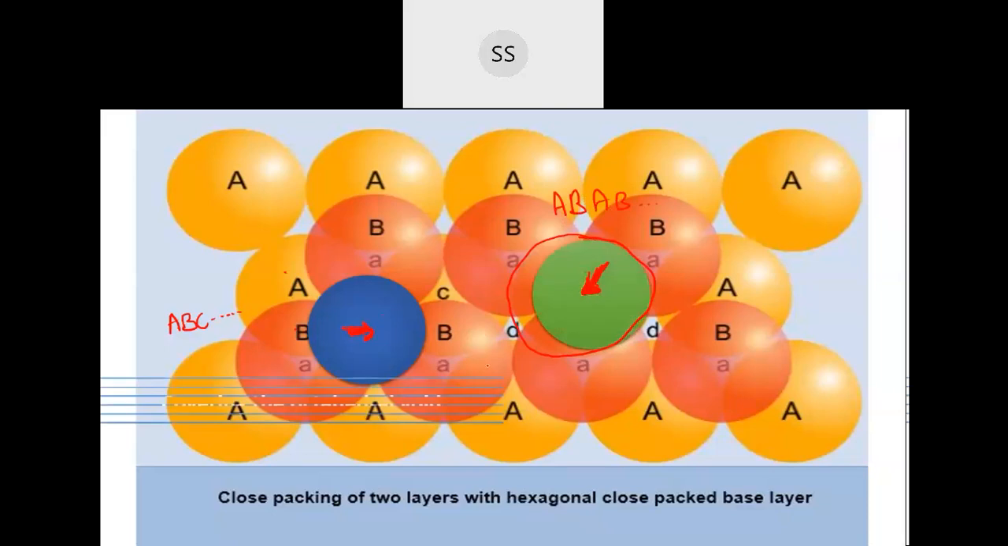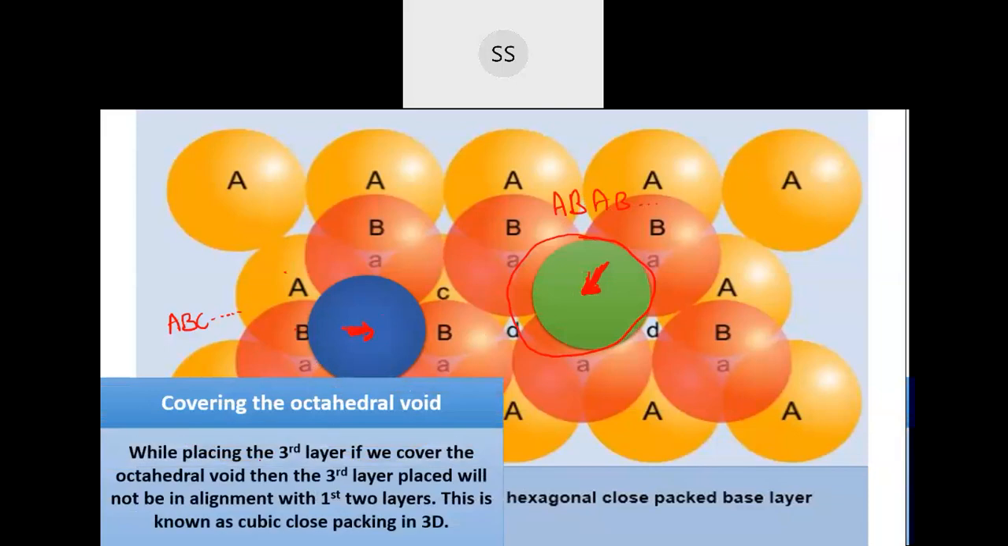So when you cover the octahedral void, the third layer which you have placed doesn't have any alignment with the first one. So it's a different kind of arrangement. But the fourth one which you are going to place will have alignment. So this is ABC and ABC kind of arrangement. And this kind of arrangement, which gives you the lattice, is also called the cubic close packed structure. So it is cubic close packing lattice, also called FCC. Remember, FCC and cubic close packing have a similar unit cell. The arrangements are similar, so either you can call them FCC or you can call them cubic close packing.